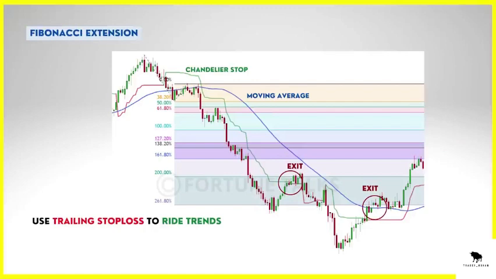the profit. Trailing stop loss can be as simple as moving averages or an ATR based stop loss like Chandelier stops. I've already made videos on setting stop losses and on the ATR indicator. You can watch them to know more.